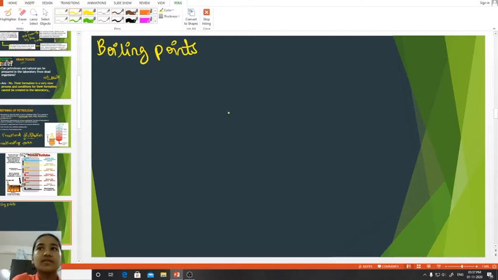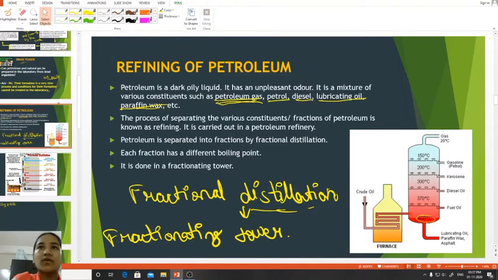For example, we see over here the fuel oil. If you notice, the fuel oil settles at 370 degrees Celsius itself. It means it has a higher boiling point, whereas 300 degrees Celsius is a lower boiling point. So the ones with higher boiling points settle first. At the bottom itself, they start settling.